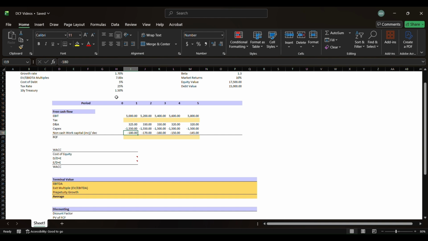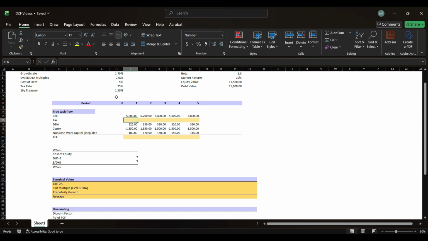Step 5, changes in working capital. Changes in working capital are negative, meaning cash outflows, but gradually reducing over time. This indicates improving operational efficiency.